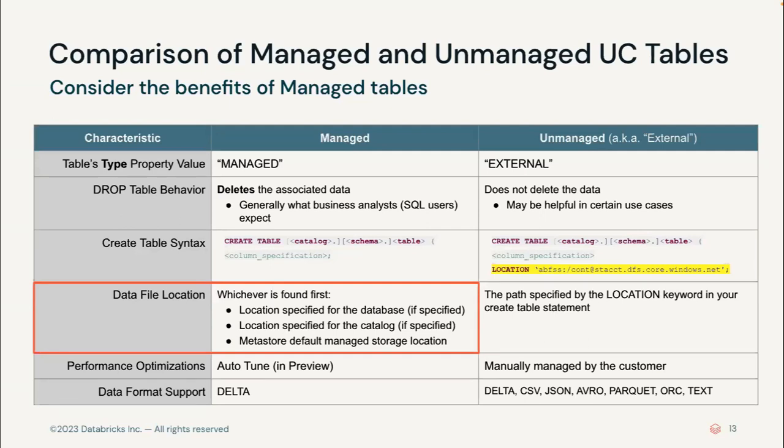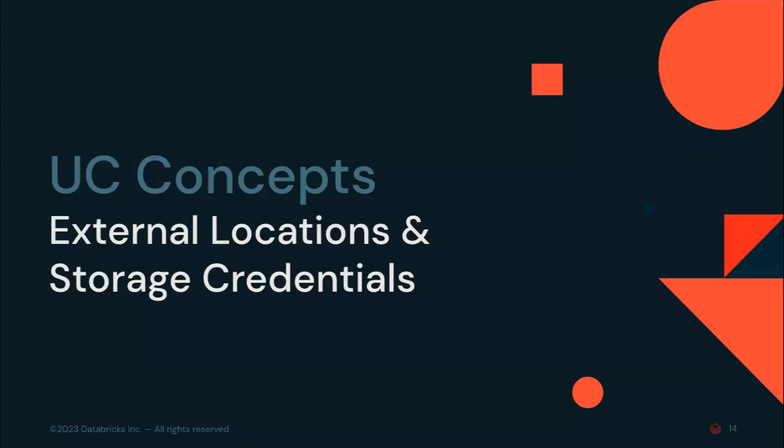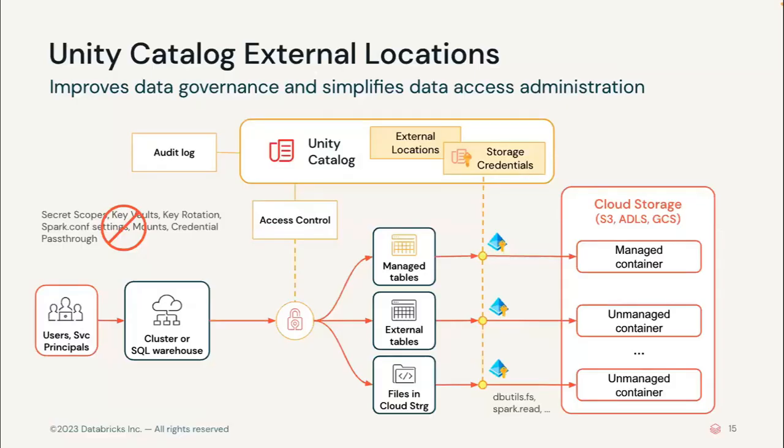Okay, so let's move on to the next concepts, external locations and storage credentials. These are two new account level objects that are managed by Unity Catalog. And for the most part, these are set up once and then forgotten about. These are things that admins are going to do. And once you do it, you're done. You don't really revisit these things anymore.